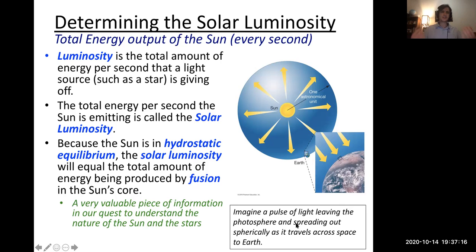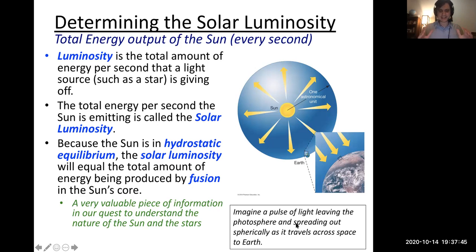We could say, what is the luminosity of a light bulb, in case that light right back there went out? Maybe I want to replace it with a 40-watt bulb, which tells me that it's giving off 40 joules per second. So how powerful of a light bulb is the sun? What luminosity, what wattage is the sun? That is our task: the total energy per second that the sun is emitting. And since we're talking about the sun, we're going to call that the solar luminosity.